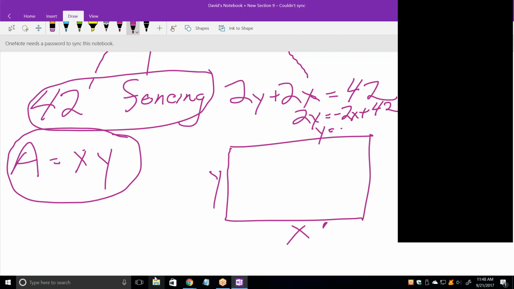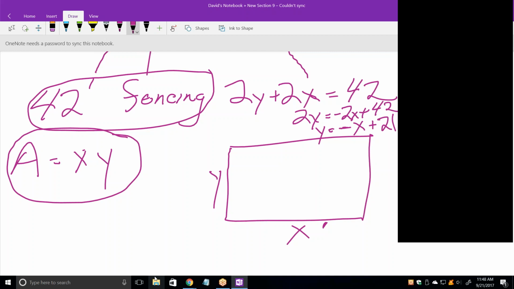Don't give me an answer like that. Simplify it. Okay, so we get negative 1x, yeah, my bad, negative 1x over 2 is negative 1x. Plus what? What's 42 divided by 2? 21. Okay. That's what y is.